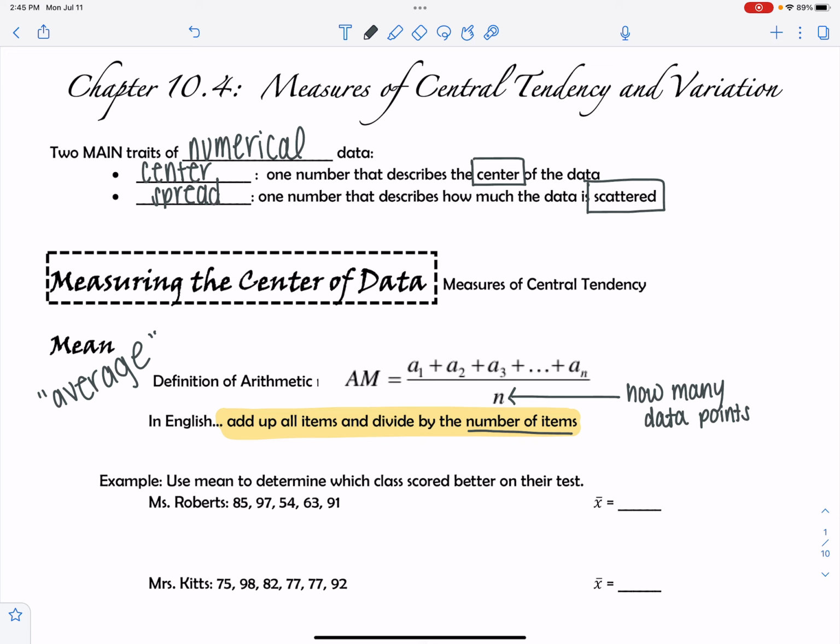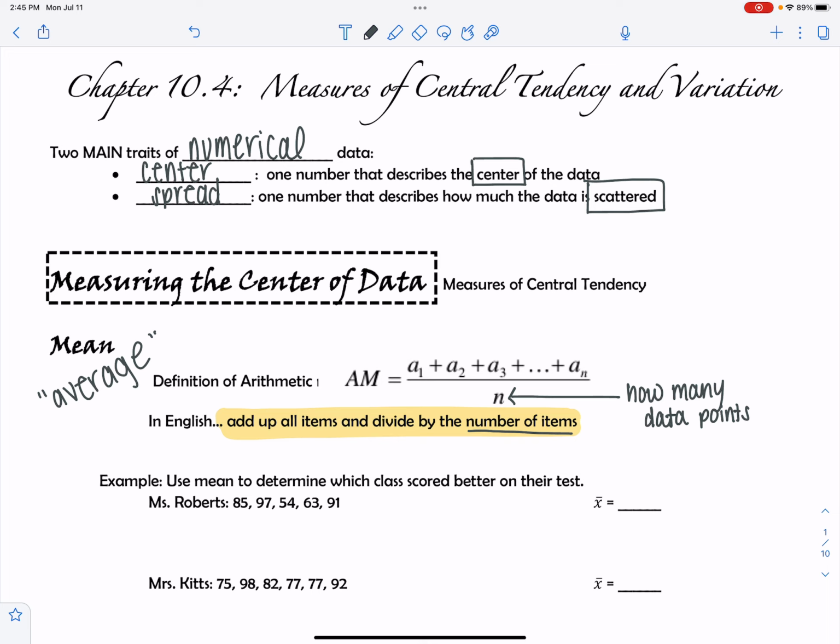So in this video, we're going to look at 10.4, which is going to be our measures of central tendency and variation. Specifically, we're just going to focus on the center of the data versus the spread. That'll come later, the measures of center of the data. And so we have three of them, mean, median, mode. You guys are probably very familiar with them.